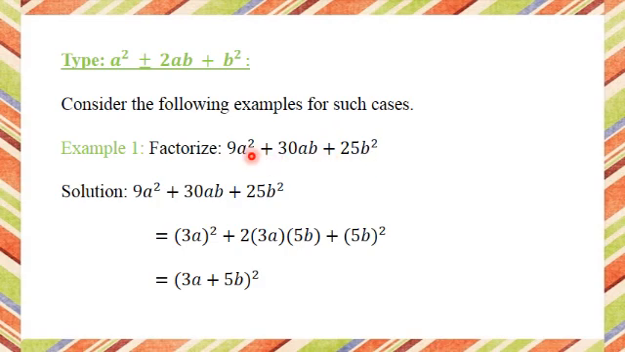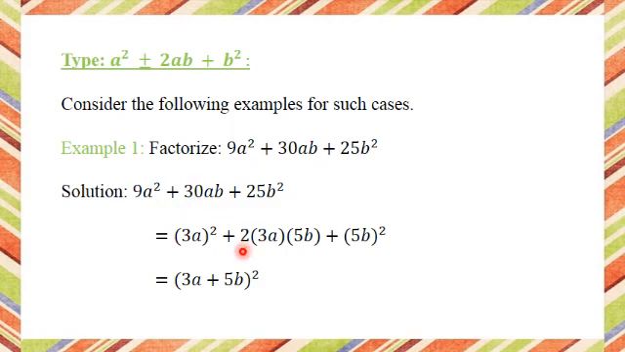So if we are observing this type, then we have to find out a perfect square in the first and the last term. So the first term 9a square is a perfect square of 3a, and the last term is 25b square, which is a perfect square of 5b, and in between you have 2ab. If it is a plus sign, then it is a plus formula, and if it is a minus sign with the 2ab, then it is a minus formula. So we are observing that in this example we have a plus sign with the 2ab.